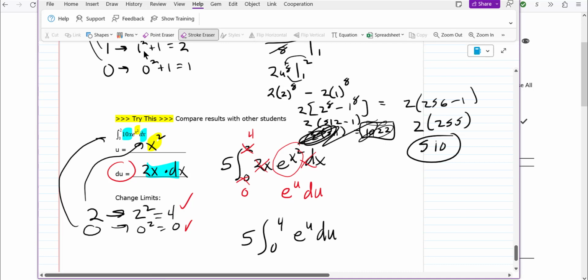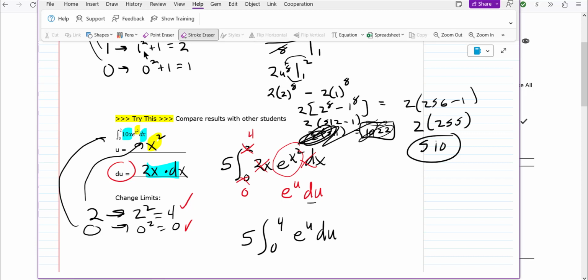The hardest part for most students is getting all the substitutions taken care of. So we replaced x squared with u to get e to the u. 2x dx is what du is. Now we have that 5, we had to deal with that 5. Okay, do we have a question on that?